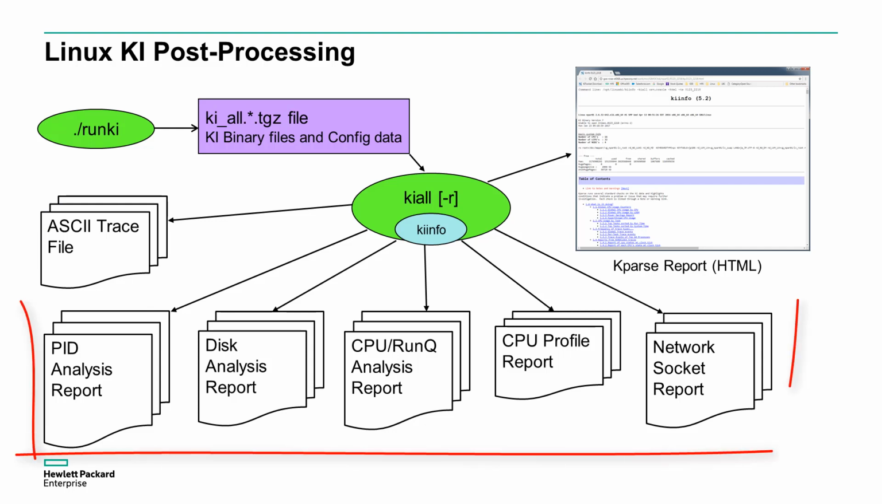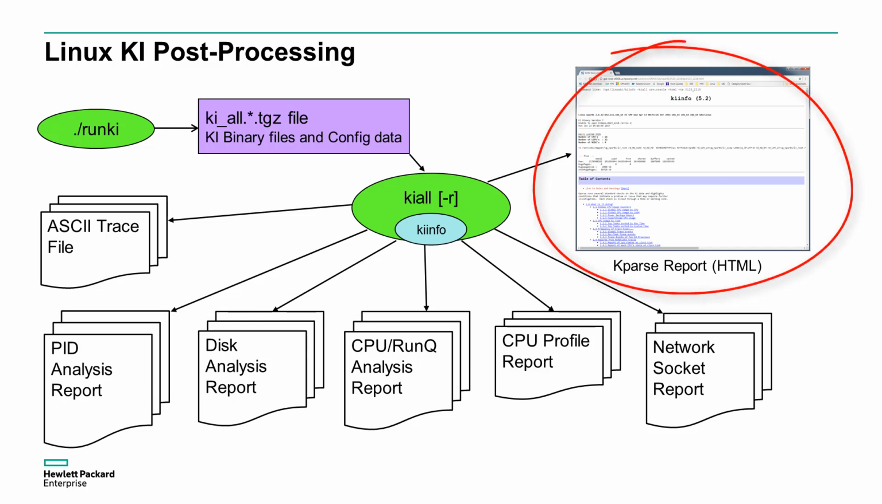Parts 5 through 13 covered the various text-based reports generated by the KI-all script. But analysis for LinuxKI often starts with the system overview report, commonly known as the Kparse report. The Kparse report is an HTML-based report that provides an overview of the data from the various text-based reports.